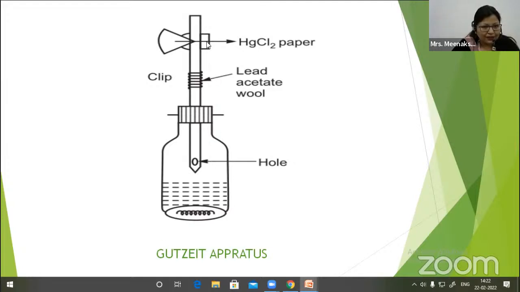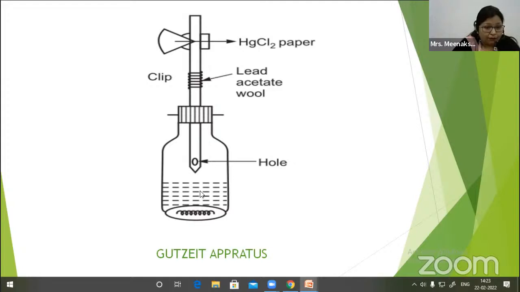Now the Gutzeit apparatus looks like this: it has a round bottle, and there is a tube which has a hole inside, where we have put the solution. There are two rubber bungs, and in between those rubber bungs we have the mercuric chloride paper attached. We can also see a lead acetate wool plug attached over here.